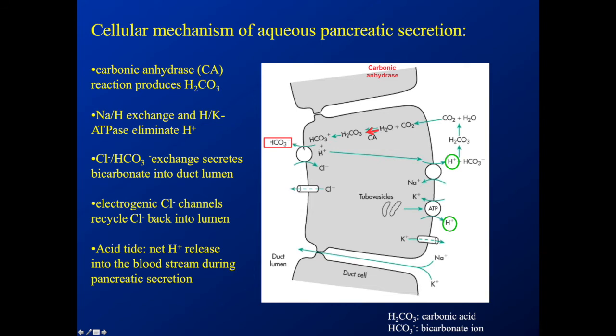As the bicarb is passed into the lumen, this takes with it sodium and potassium that pass through the duct lumen, so they passively just enter in, and this whole flow of ions then creates a charge, so that chloride recycles through chloride channels into the lumen of the GI tract.